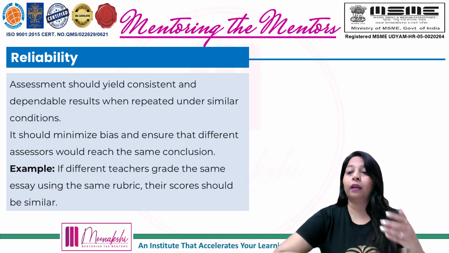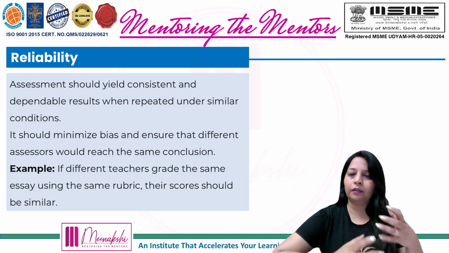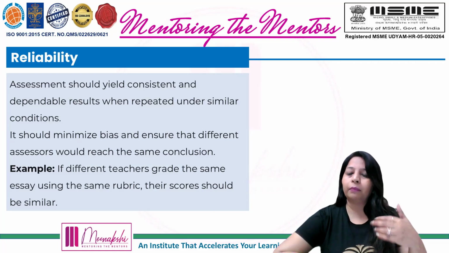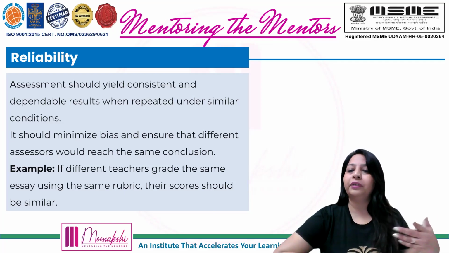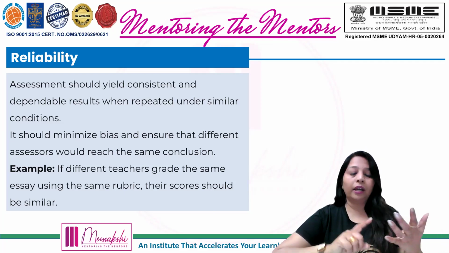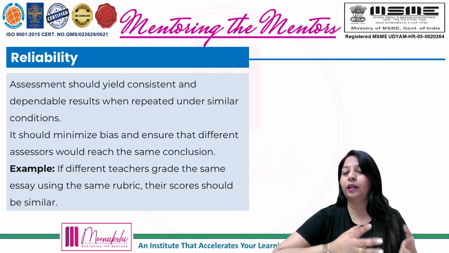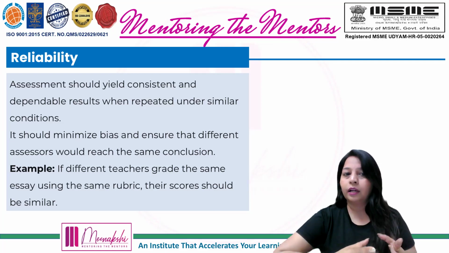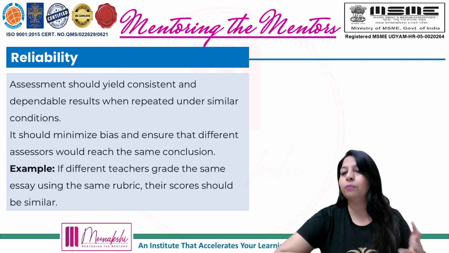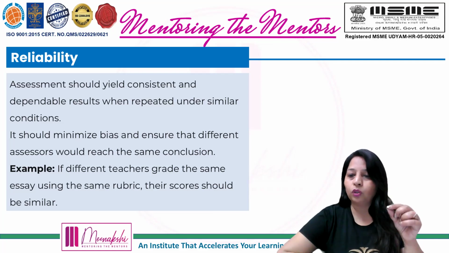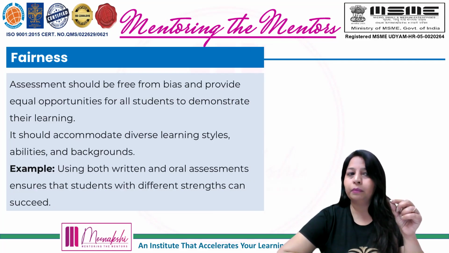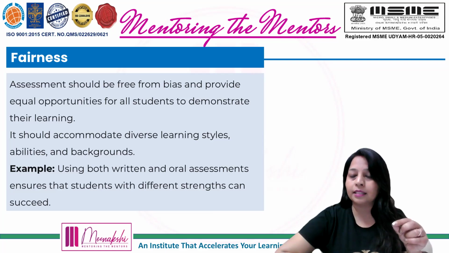It should also not happen, like, for example, in board exams, when the students appear in different exams, the answer sheets are being sent to the different schools, to the different teachers for the assessment. Now, if the assessment is not reliable, obviously there will be disparity in the marks given by the different teachers of different regions, right? So then assessment doesn't become reliable. Okay, so first point was validity, and now it is reliability. The third point is fairness.